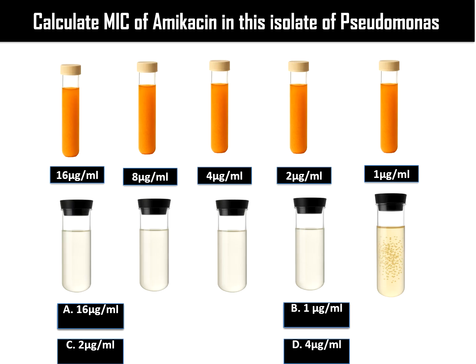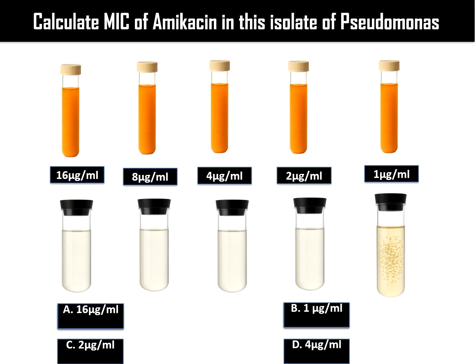Now, calculate the MIC of amikacin in this isolate of pseudomonas. Please note that we have taken 5 tubes. Let's assume that the bacterial concentration in all these 5 tubes is constant, that is 0.5 McFarland units. And the amikacin doses in tube number 1 are 16 microgram per ml, tube number 2 8, and so on. And on the next day after overnight incubation, we saw this picture.